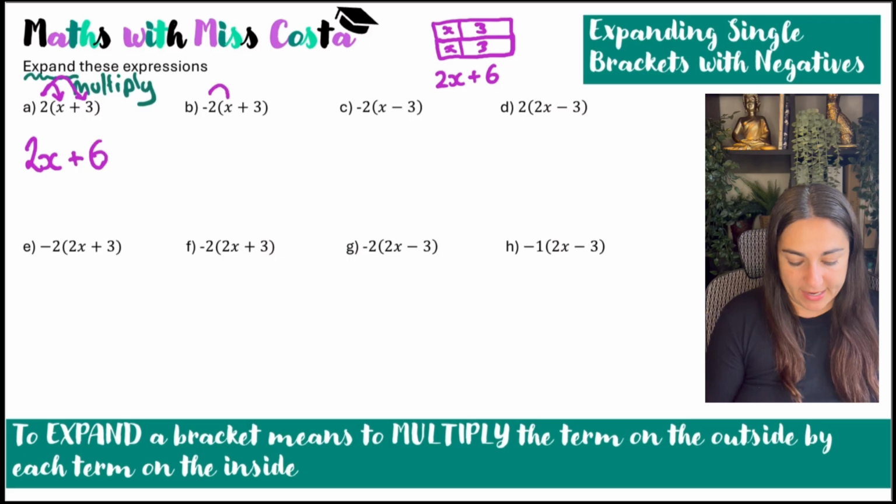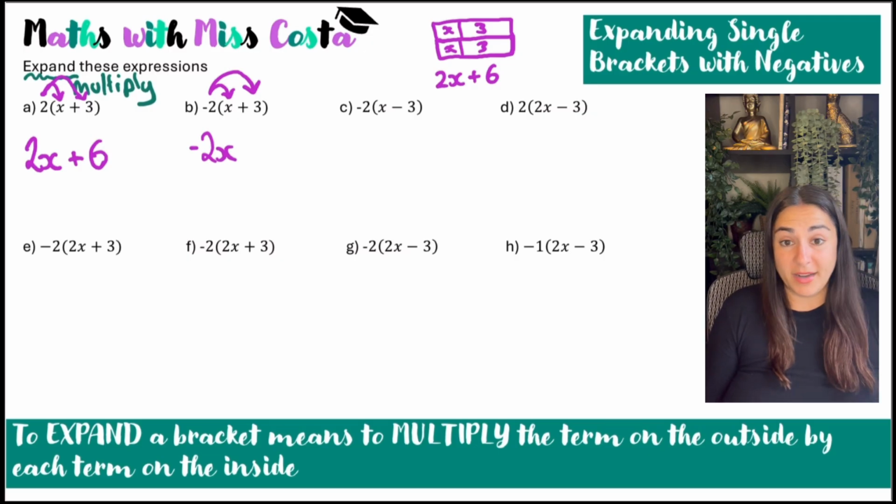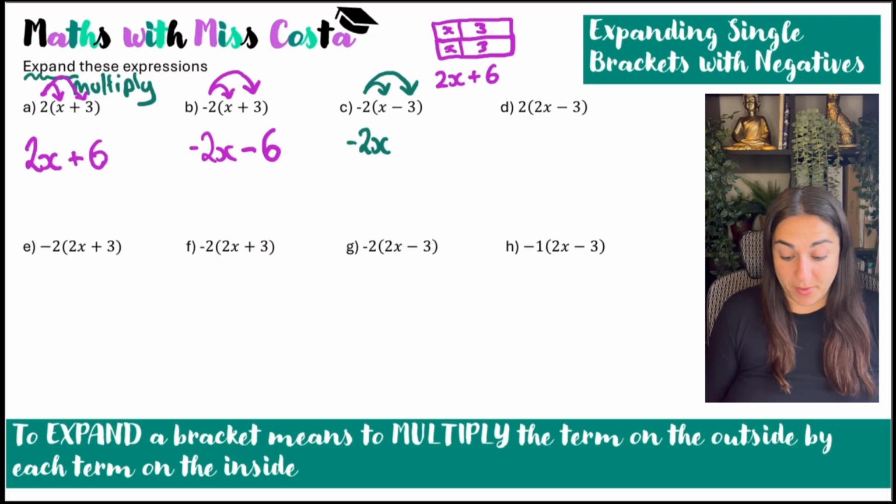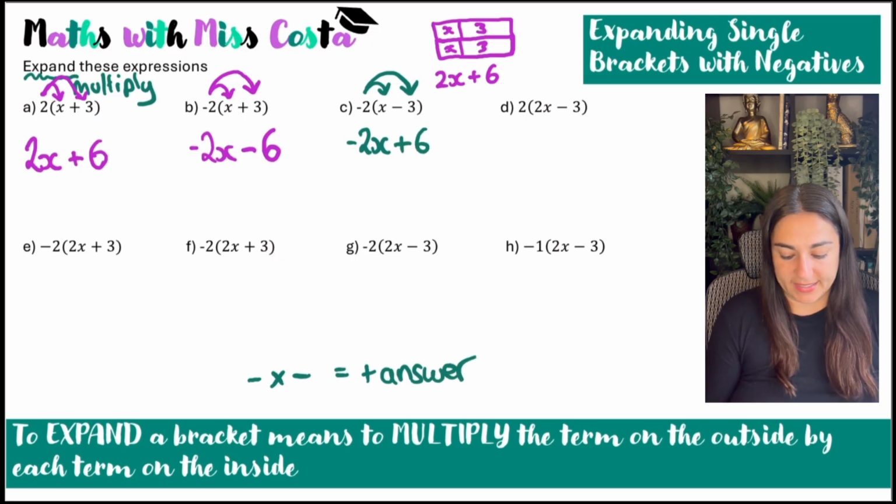So now let's do the same. We're going to do minus 2 times by x, which is minus 2x, and then minus 2 times by 3. So minus 2 times 3 is minus 6. So we're going to write minus 6 there. Next, I've got minus 2 times by x, which is again going to be minus 2x, and then minus 2 times by minus 3. So remember, a negative times by a negative is always going to give you a positive answer. So I'm going to write plus 6.